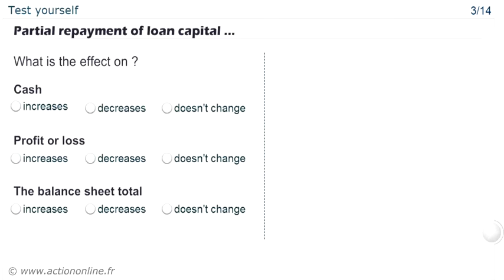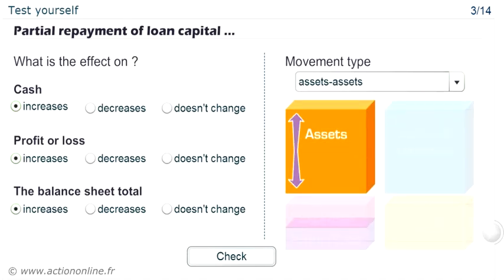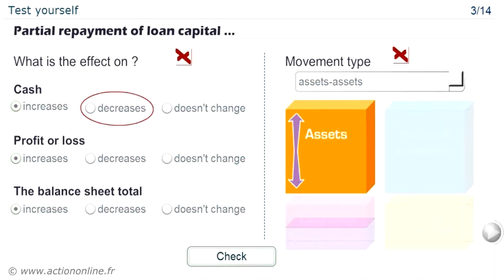What's the effect of a partial repayment of loan capital on the following items? Click on the movement affected by this transaction. Cash decreases because a repayment results in an outflow of funds. There is no effect on profit. This is in fact a typical balance sheet only transaction, since there is neither a sale nor consumption.